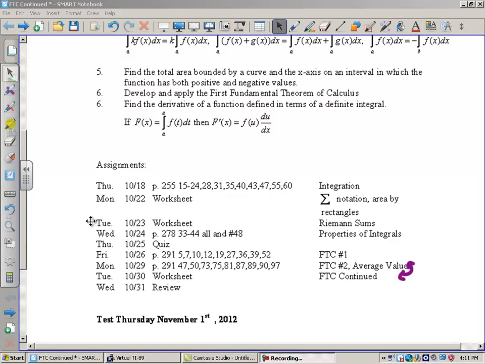I'm just letting you know about a change in our schedule. I'm going to flip-flop Monday and Tuesday. We're going to do FTC Continued today, and then Tuesday we'll start FTC number 2 and average value. So I just want to let you know that. You're going to title your notes today, FTC Continued.